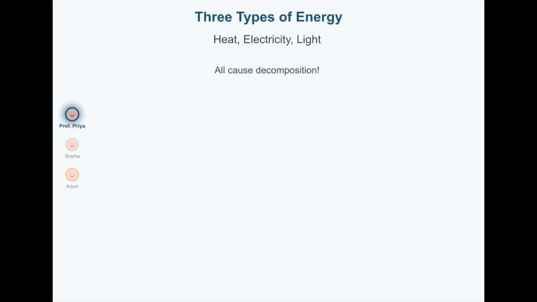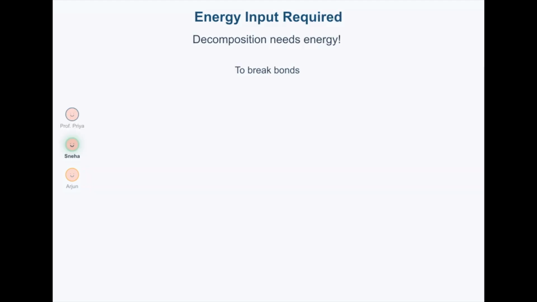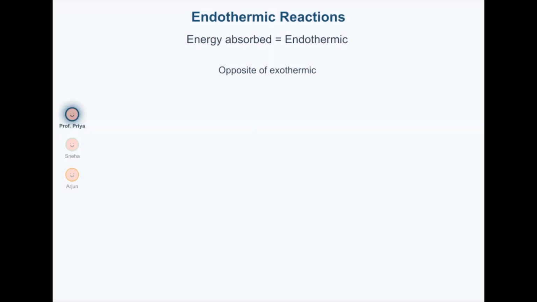So we have seen 3 different energy sources that can cause decomposition: heat, electricity, and light energy. I noticed that all decomposition reactions need energy input to break the chemical bonds. Perfect observation. Reactions that absorb energy are called endothermic reactions, the opposite of exothermic.